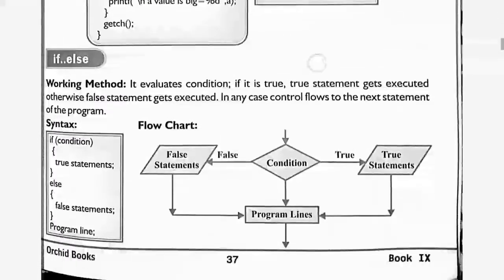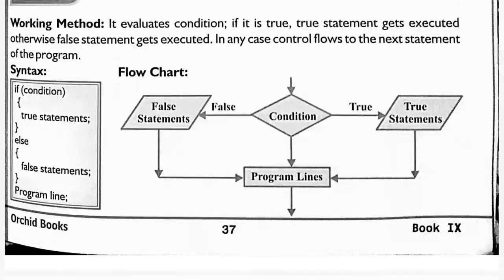Next is the if else statement. By seeing this flowchart itself, you can understand the condition is here, and there will be a true statement and a false statement. If the condition becomes true, then a certain set of true actions will be carried out. If the condition is false, then a separate set of code in the false section, the else section, will be executed.